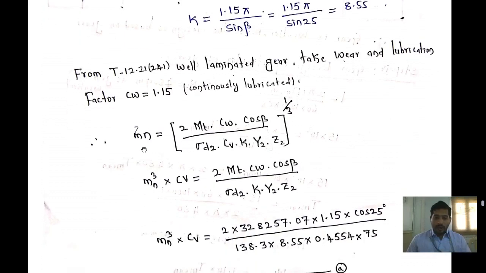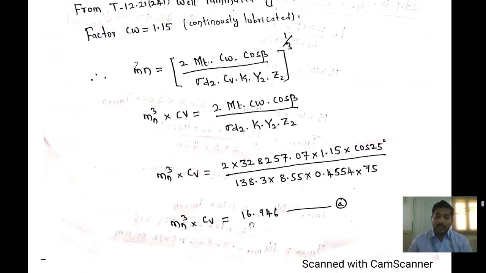We have the formula Mn equal to 2 into moment of torque into Cw into cos beta by sigma d2 into Cv into k into y2 into z2. If it is moved over here, it becomes Mn to the power 3 into Cv, equal to 2 into moment of torque into Cw into cos beta by the static strength of the gear, into the load factor, into the form factor, into Z2, which is the number of teeth on the gear. If you substitute the values over here, you will get the answer 16.946.